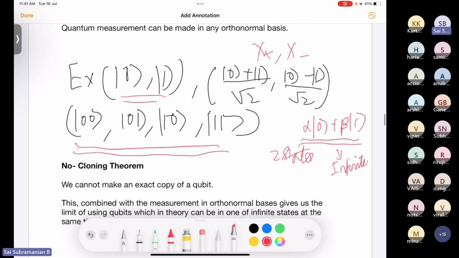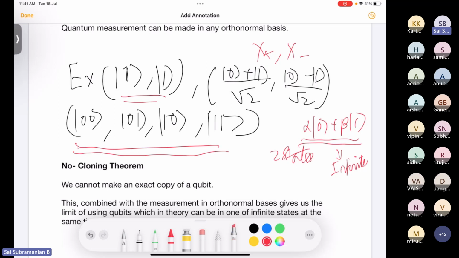And you might think, okay, I have a solution for that. Let's just take this qubit and make infinite copies of it. If we make these infinite copies and we make a measurement on all of them, we can actually back calculate the probabilities. And using the probabilities, we can back calculate the exact states. So aren't we making a measurement on an infinite basis? That's a very valid argument.